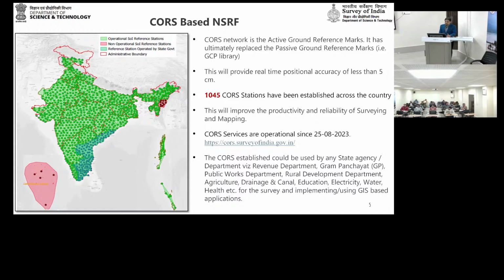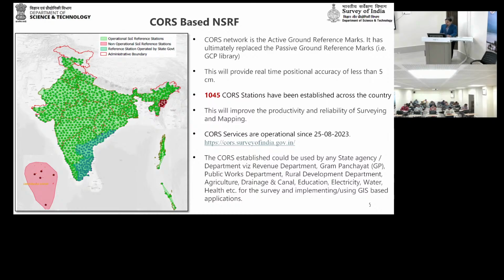Now we are using CORS. The CORS network is the active ground reference marks. It has replaced the passive ground reference marks, means these CORS have replaced the GCP library-based spatial reference frame. These CORS provide real-time positional accuracy of less than 5 centimeters, and they provide accuracy within minutes. We can get the location of any point within 2-3 minutes.